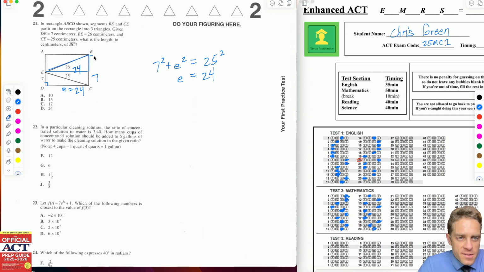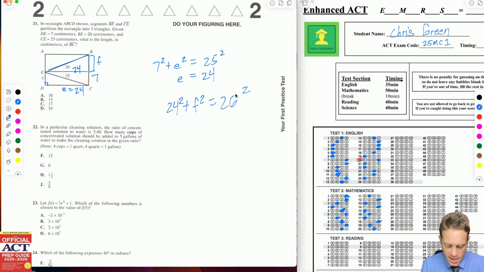I'm going to call this by a different letter just for clarity's sake. I'm going to call this lowercase f. So then it would have been 24 squared plus f squared equals 26 squared. And you can hit that on the calculator and you will get that f, as in Frank, is 10. And then this 10 and 7 makes 17.